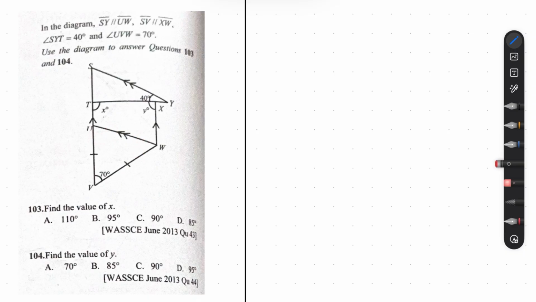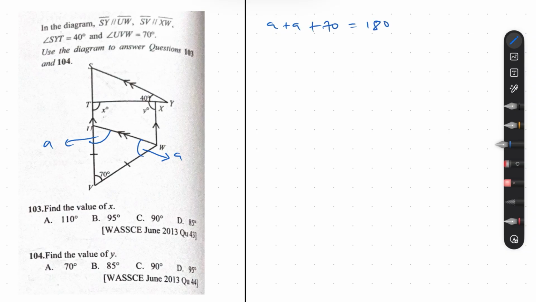Let's label those angles as A. This is A, and then this is also A. So what that means is if we add A and A plus 70, we should get what? 180. So you have A plus A plus 70 should give us what?